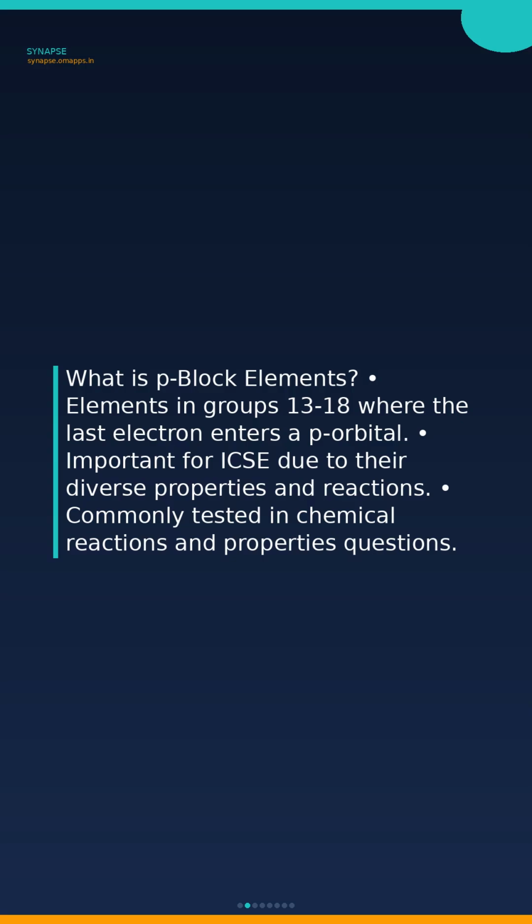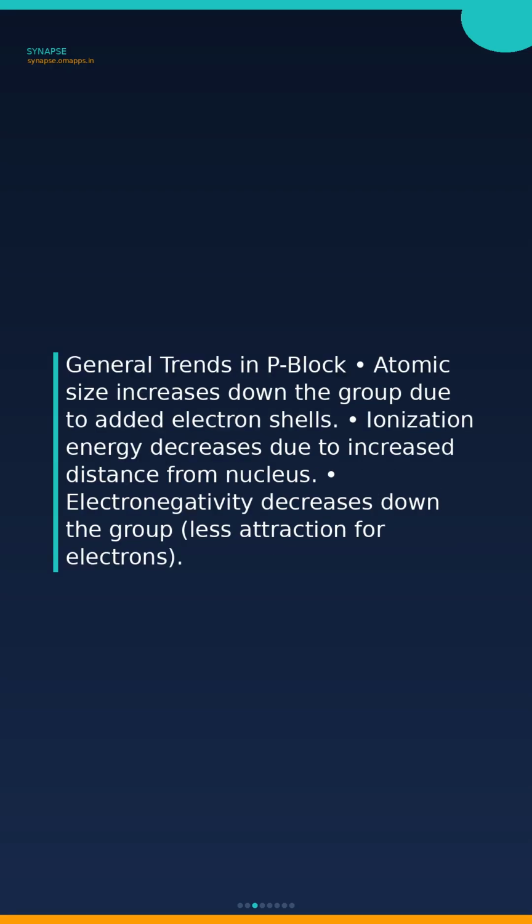As we move down a group, atomic size increases because we are adding more electron shells. Ionization energy, the energy needed to remove an electron, decreases as the outermost electrons are farther from the nucleus. Electronegativity, the ability to attract electrons, also generally decreases down the group. Now, a key definition: ionization energy is the energy required to remove an electron from an isolated gaseous atom. It tells us how easily an atom loses an electron.